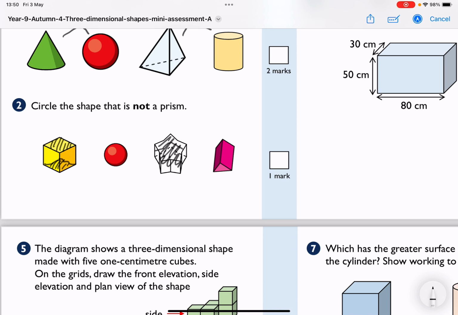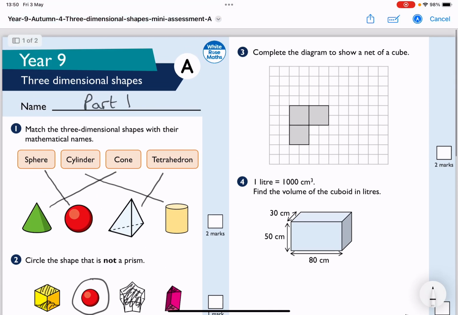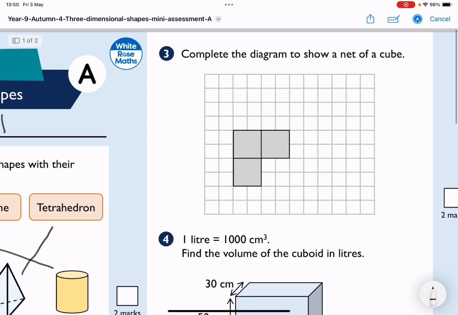This is a triangular prism, a bit like a Toblerone. It's got a triangle at the front and a triangle at the back. And so the sphere is not a prism, so this is the non-prism. Right, we can have a look at this one.